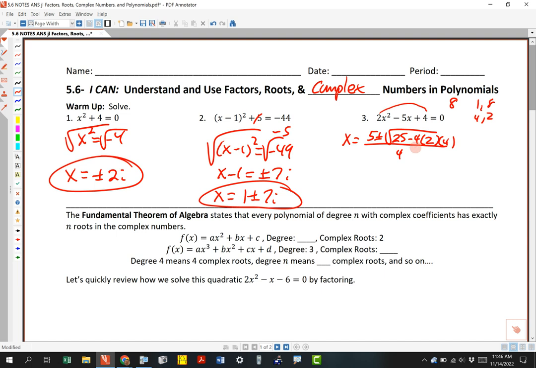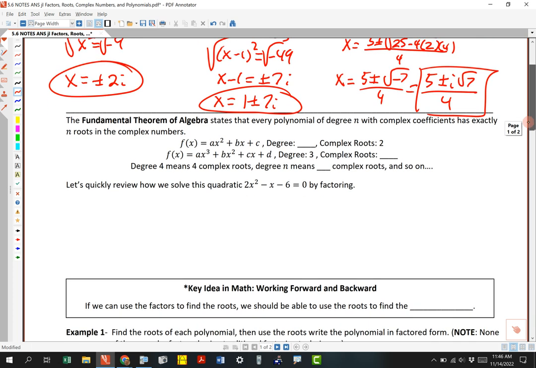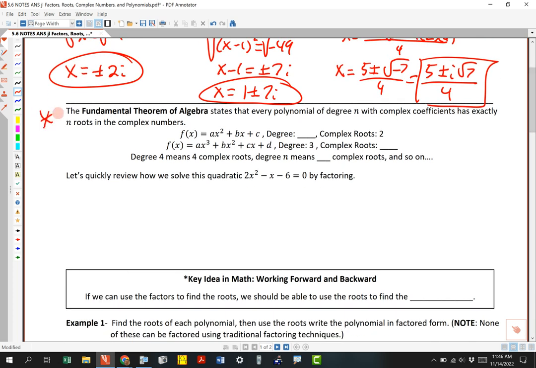Okay, if you're going to simplify this in your head or do any simplifying by hand, this is going to be 25 minus 32. So the thing underneath the radical is a negative 7. So we get x equals 5 plus or minus radical negative 7 over 4. And the only simplification that we would probably want to do to this is write 5 plus or minus i radical 7, put it over 4. If we wanted to, we could break each one of these and write them in two separate pieces. Okay? Any questions there?